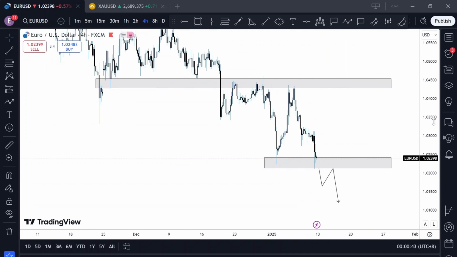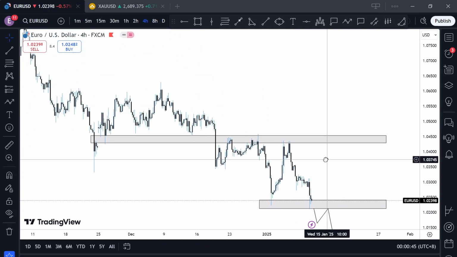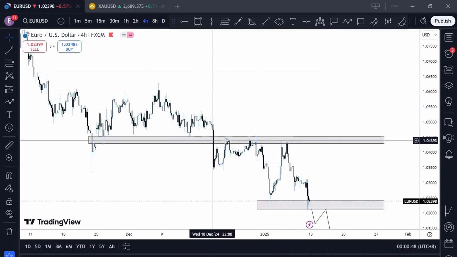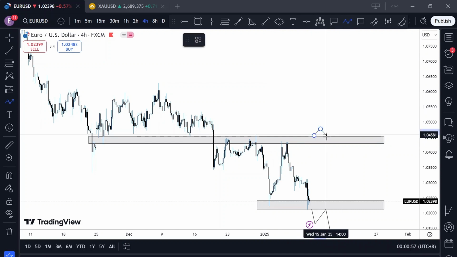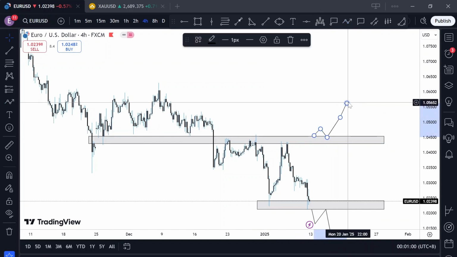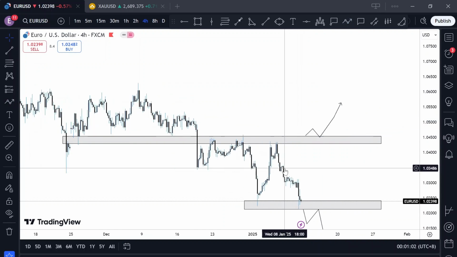The only reason one would be considering buys here on EURUSD is if price comes back to break above the strong resistance it has created around 1.0450. Something to look like this: break, retest, possibly. All right, that's that for EURUSD.